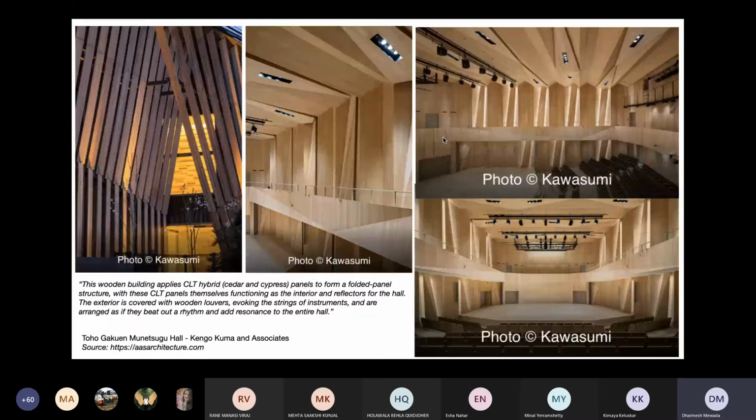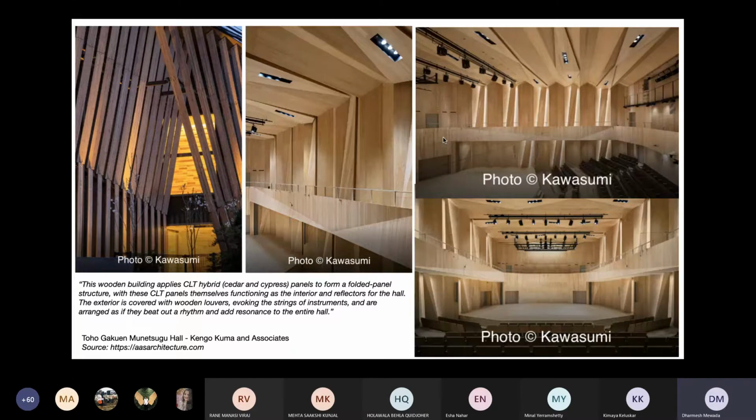Again, speaking of Kengo Kuma and his wood masterpieces, this is a structure which is covered in wood both externally as well as internally. So the external fabric, or you can say the exoskeleton of the structure, is done in wood. Fins and louvers, however, are arranged in part.